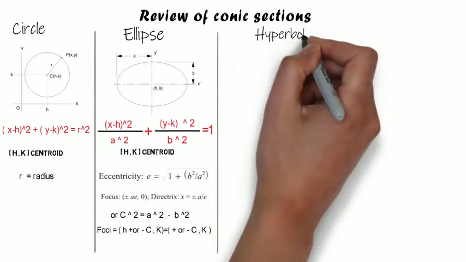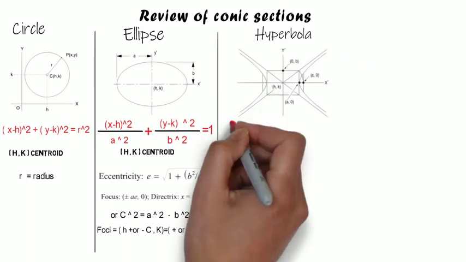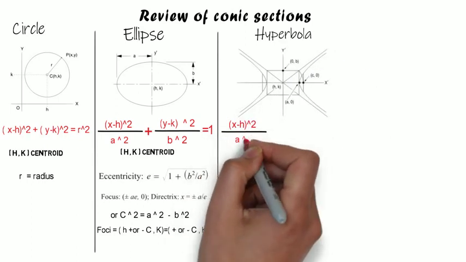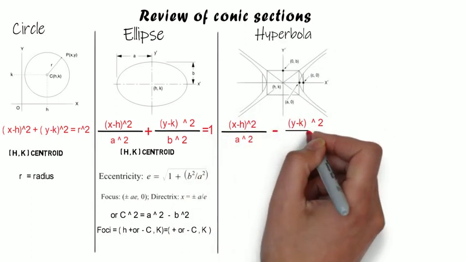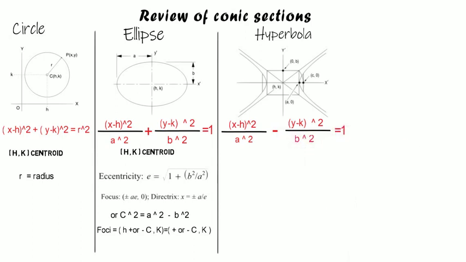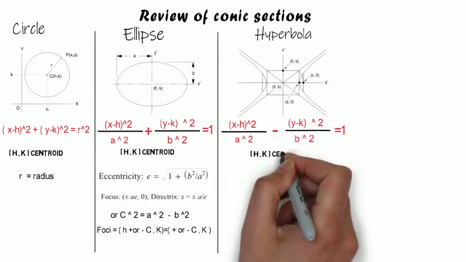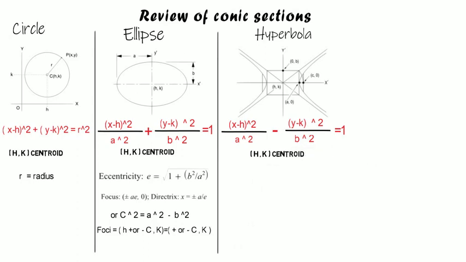Then we have the hyperbola standard form equation. It's (x minus h) squared divided by a squared minus (y minus k) squared divided by b squared equals 1, where h and k are also the centroid of the hyperbola. The difference between the ellipse equation and the hyperbola equation is that we have a negative sign. If x squared is positive, the hyperbola opens along the x-axis. If y squared is positive, the hyperbola opens along the y-axis. It's the same as the ellipse.